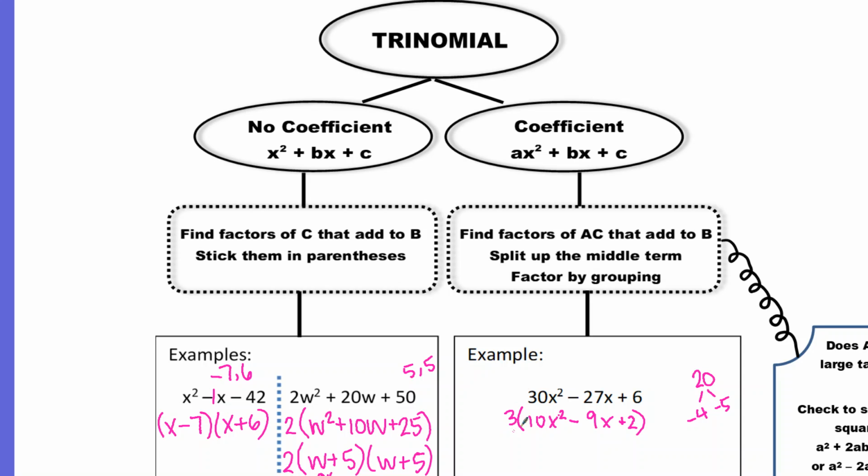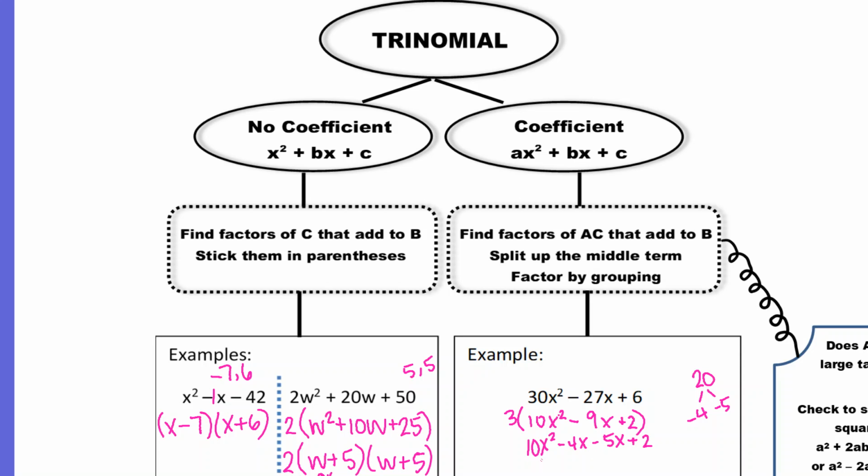So this is where I'm going to ignore the 3 for now, and I'm just going to work on my trinomial and then make sure I throw my GCF back on when we're done. So we have 10x squared minus 4x minus 5x plus 2. Remember, it does not matter what order you put those two middle terms in, it will work either way.